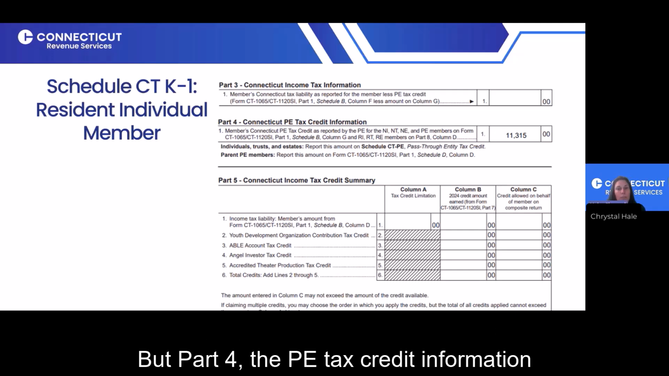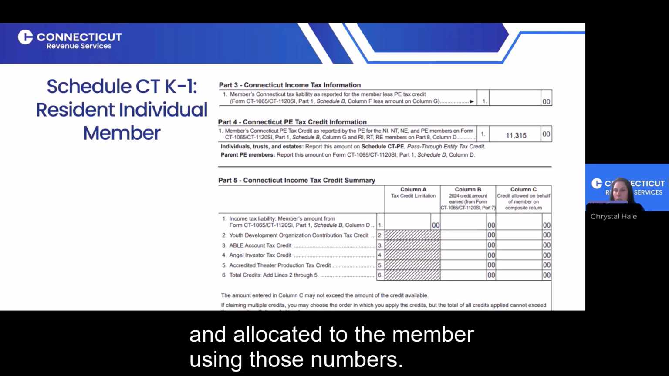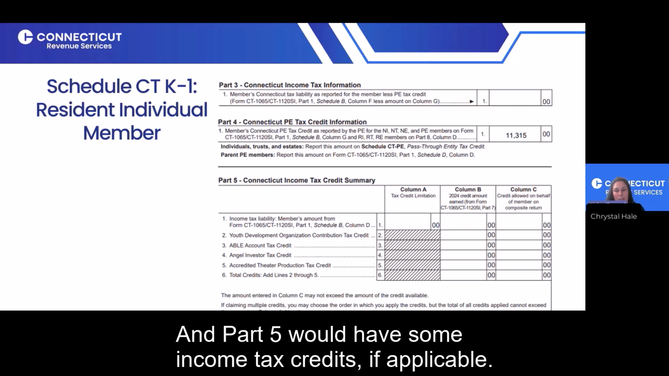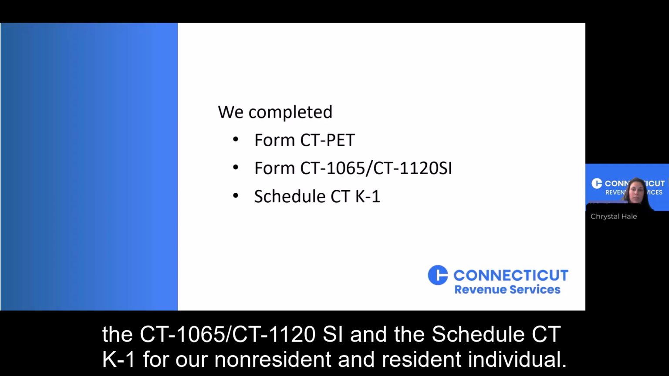But Part 4, the PE tax credit information, was transferred directly from Part 8 that we had completed on the composite return and allocated to the member using those numbers. And Part 5 would have some income tax credits if applicable. So we have completed in full the Form CTPET, the CT 1065, CT 1120 SI, and the Schedule CTK1 for our non-resident and resident individual.